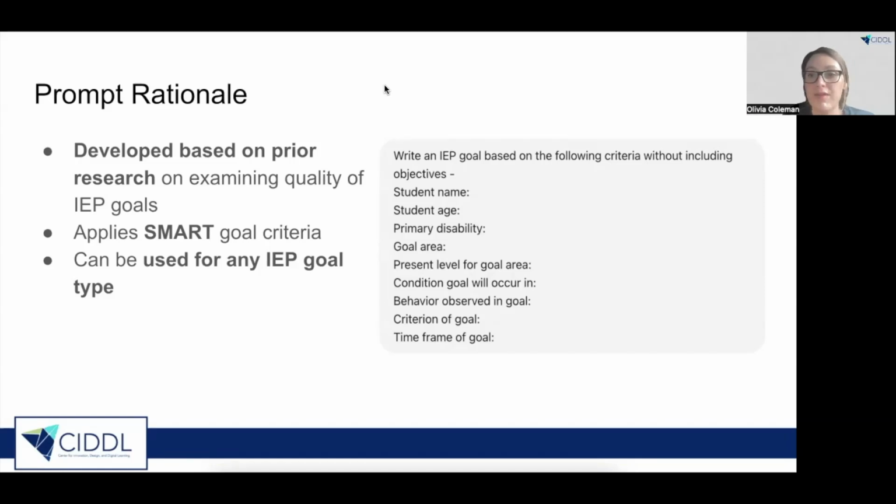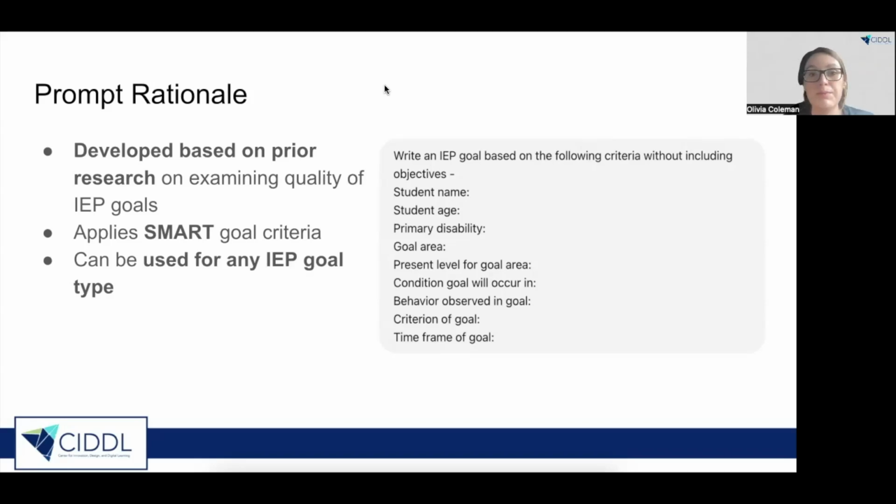We also made sure that the prompt applies SMART goal criteria, enough information for the generative AI to produce a SMART IEP goal. So that means being specific, measurable, attainable, relevant, and time bound. And then also, we wanted to note that this prompt can be used for any IEP goal type or for any student or disability type.